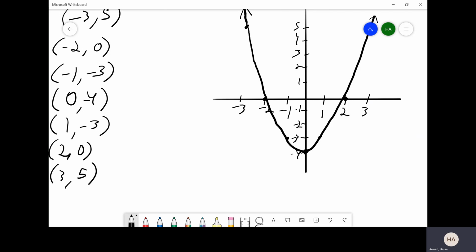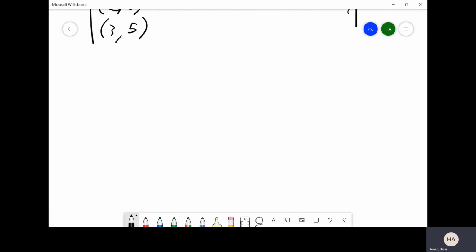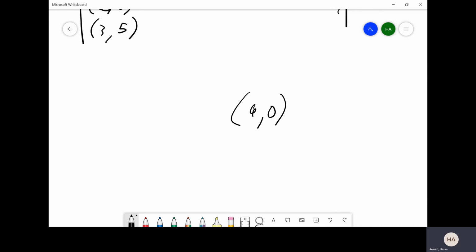Okay, so let's go ahead and talk about intercepts. So intercepts, the definition of an intercept is the point at which the graph intersects with a particular axis. And in general, you're going to have intercepts always in the form of either something like a, 0 or 0, b, depending on which intercept you're talking about, right?